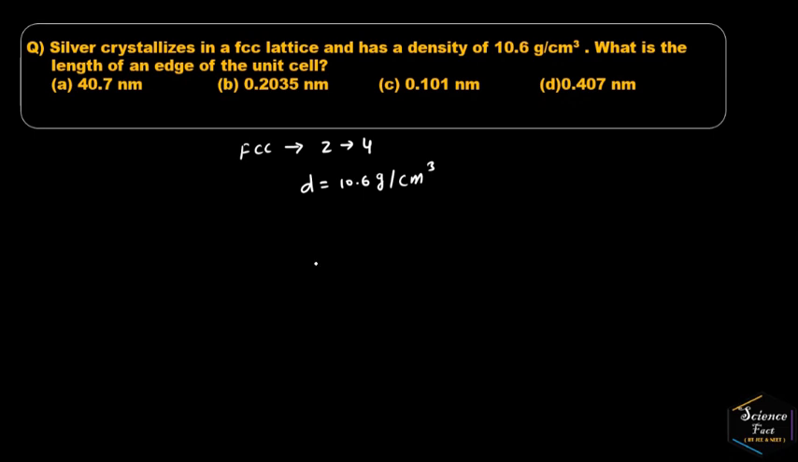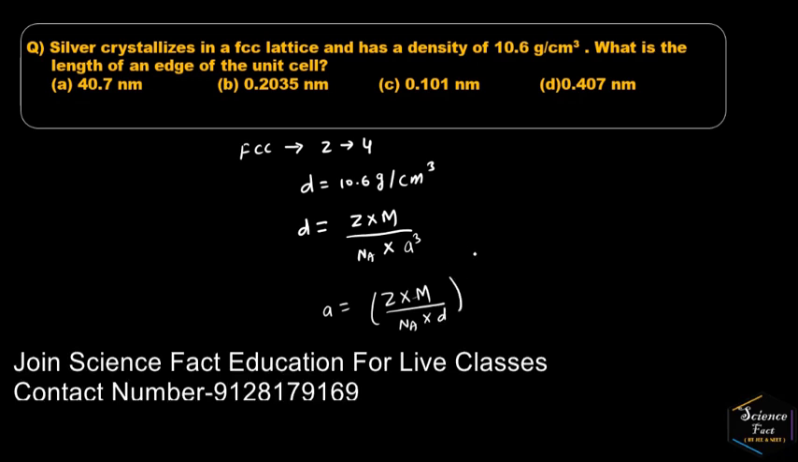Now here we know that density is equal to formula unit into molar mass divided by Avogadro number into volume of the system, and it is a face centered cubical system, and we know that the volume of the cubical system is nothing but a cube. We can also write this formula in this form because we have to find out the edge length of the unit cell. That is why we can write in this fashion also, into density and whole power equal to 1 by 3.